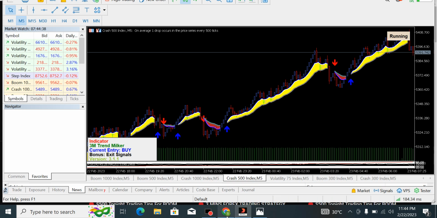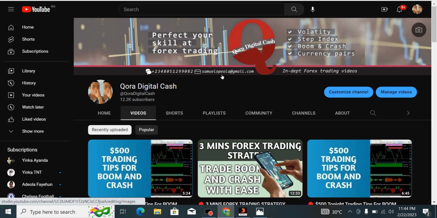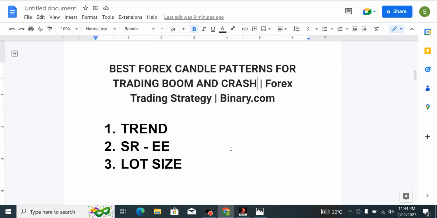That is why I am looking at the topic: best forex candle patterns for trading boom and crash. We'll be checking out different candle patterns, and I will be dropping the patterns in the Telegram channel. For those that are on the Telegram channel, you can go there and download it right from there. So this is very important.